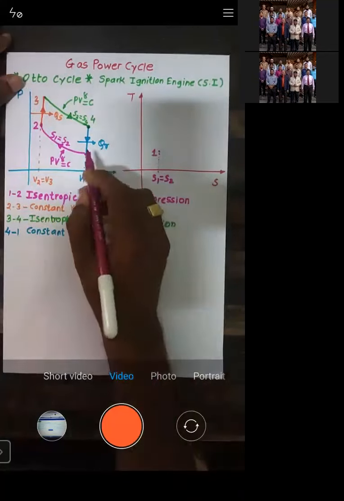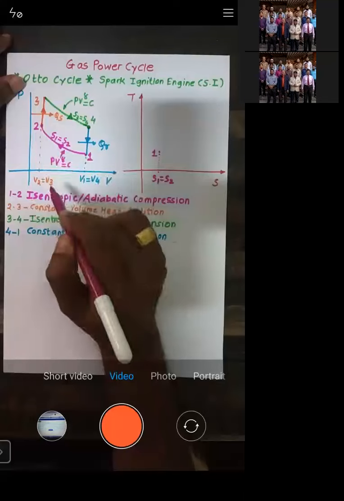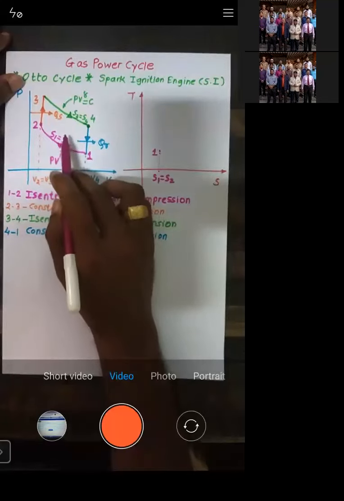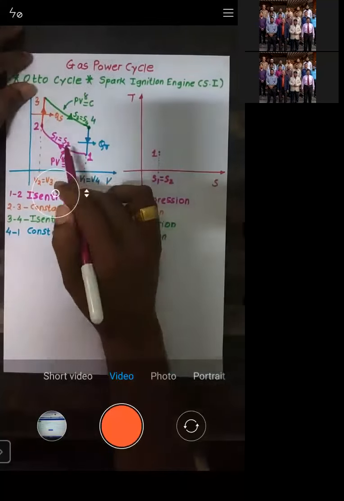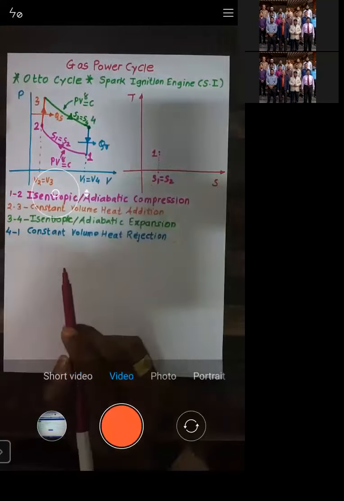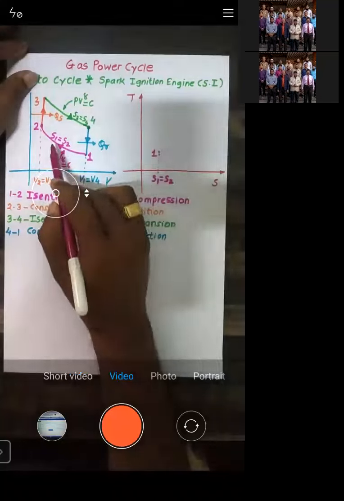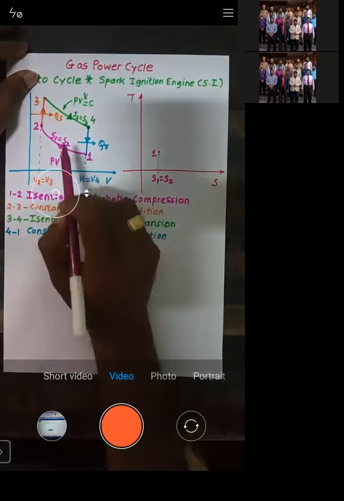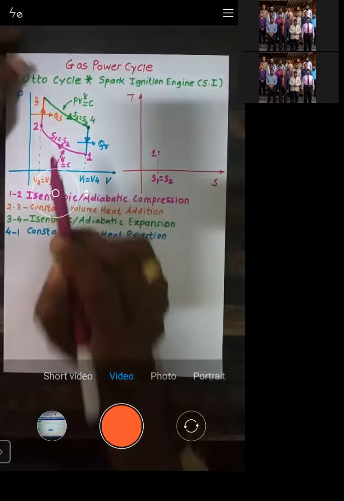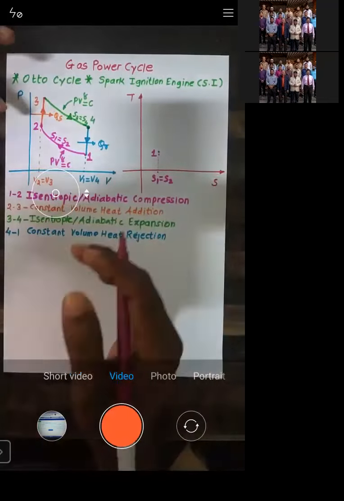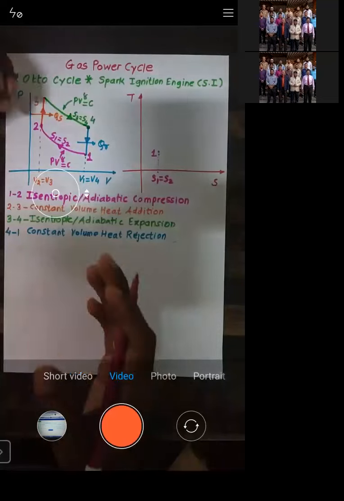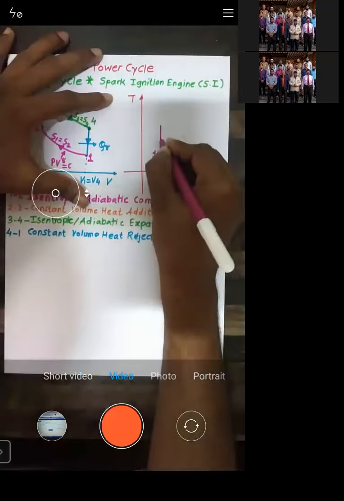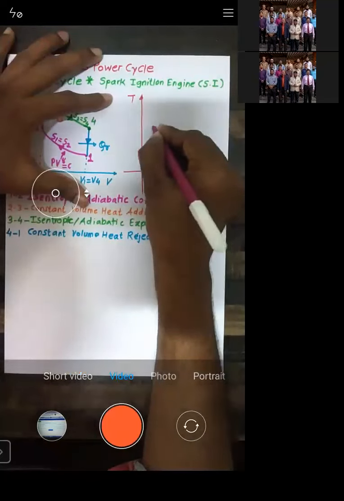So when we see process 1 to 2, during 1 to 2 entropy is constant, and the working fluid gets compressed. See, there is a compression, isentropic compression. S1 is equal to S2 indicates it's isentropic. The arrow indicates it's a compression. Whenever there is compression, obviously temperature increases. So that is the reason why from point number 1 I will move vertically upward, and I will reach point number 2.